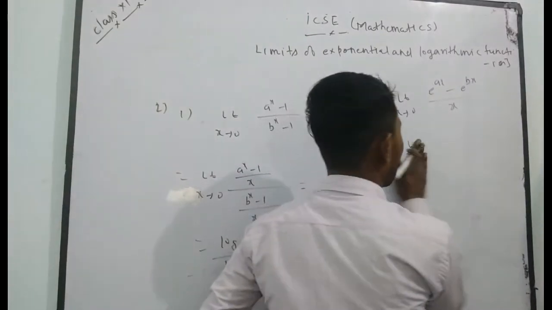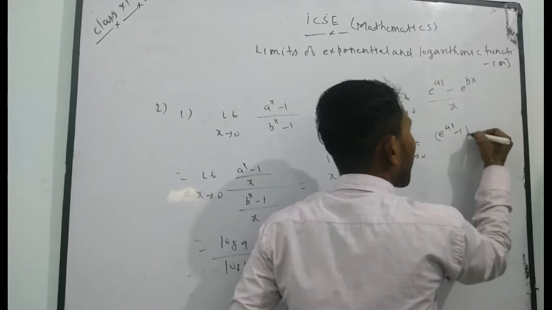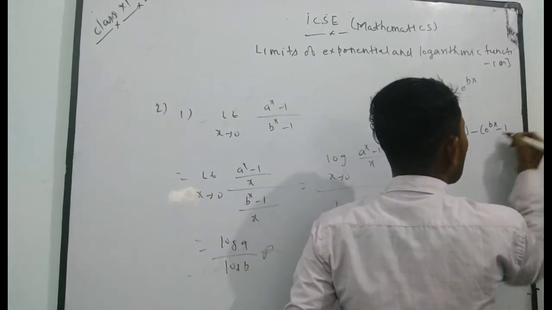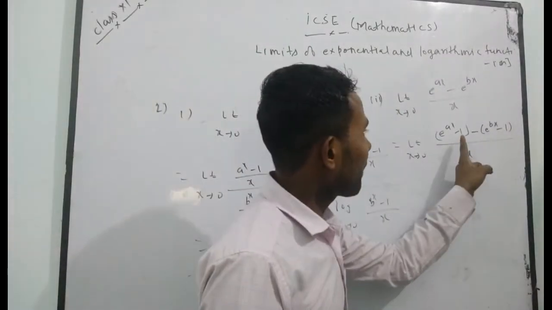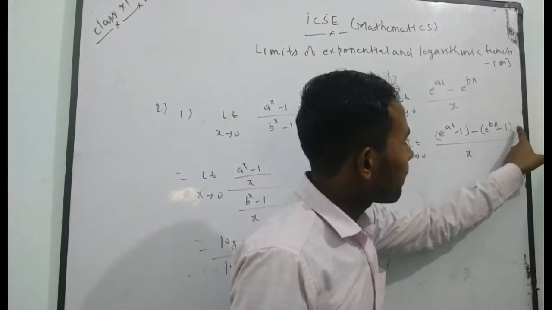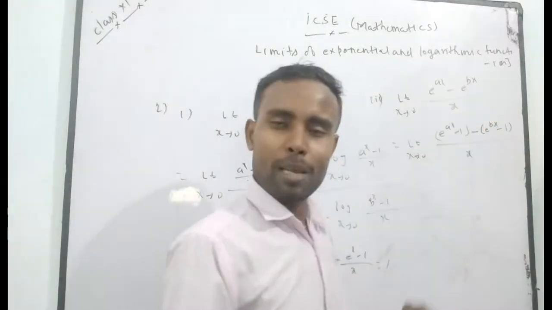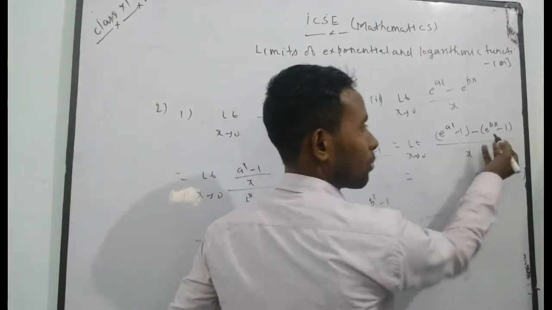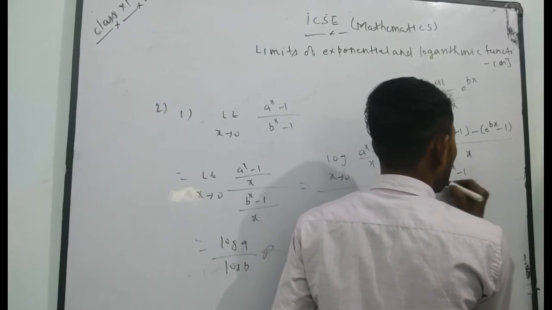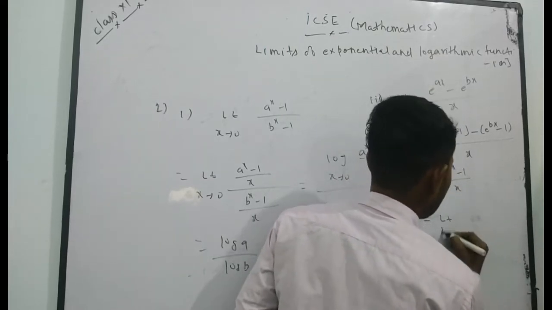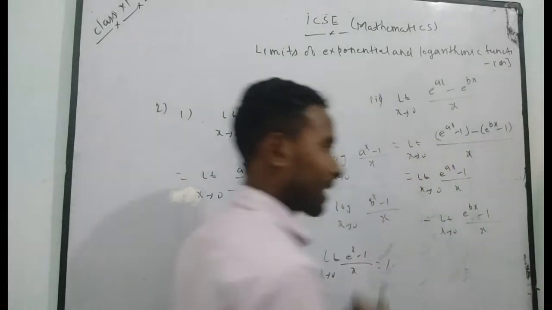Can you write it? Limit x tends to 0 of (e to the power ax minus 1) minus (e to the power bx minus 1). See here what will happen: minus 1 plus 1 vanishes. Finally, it becomes the same. So I write 1 and minus 1 by hit and try. Now I want to write again: limit x tends to 0 of (e to the power ax minus 1) by x minus limit x tends to 0 of (e to the power bx minus 1) by x. I think it is very easy.